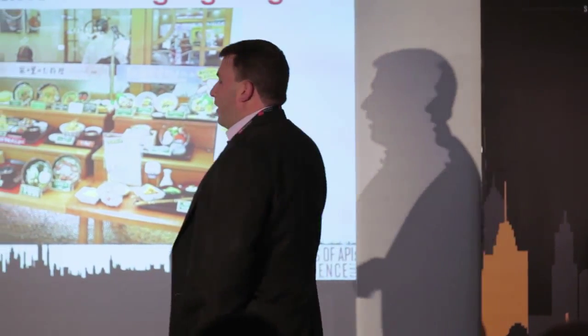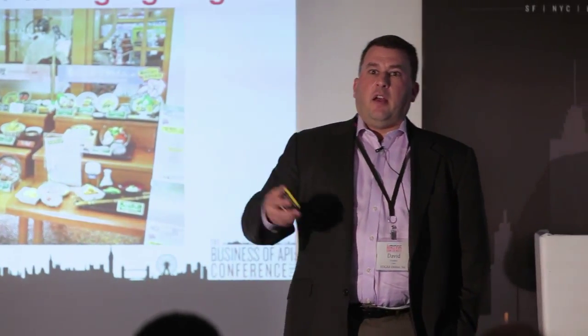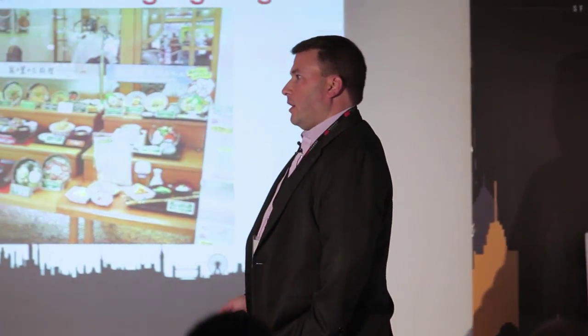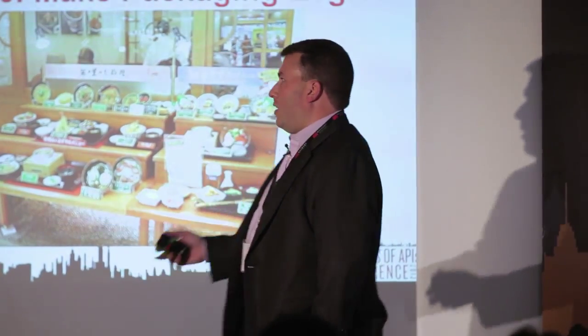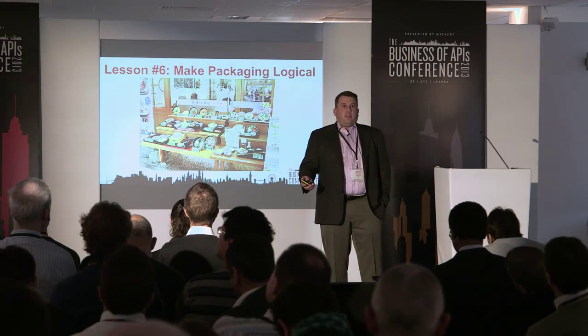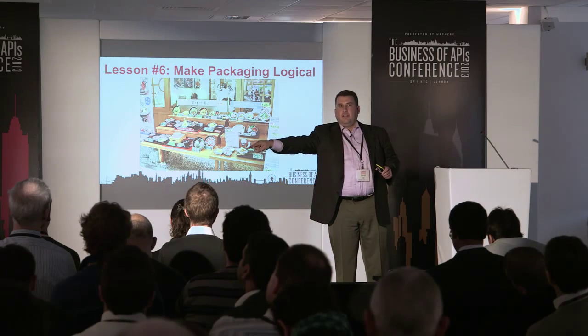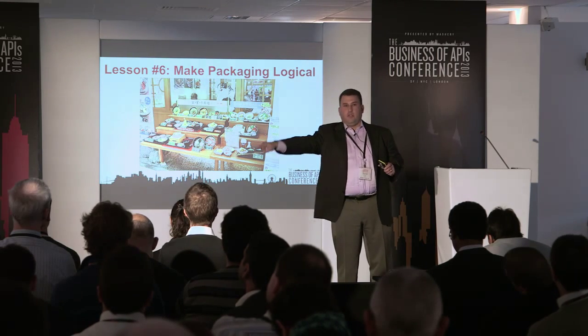Lesson number 6. I don't know if anybody here has been to Tokyo. I have. And I went to Tokyo. I don't know any Japanese. So I go there. I want to eat. And so I walk down the street, and the restaurants all have this kind of setup. And that setup is really there so that way I can just go, I want that. And I just point. That's pretty much universal, right?